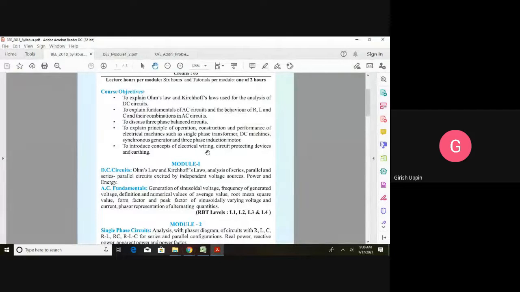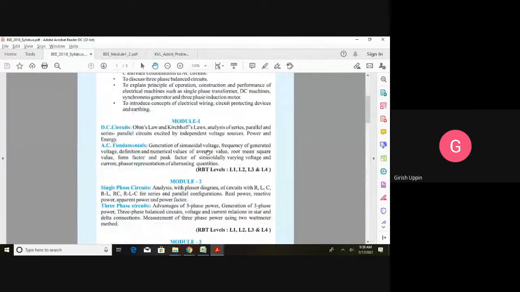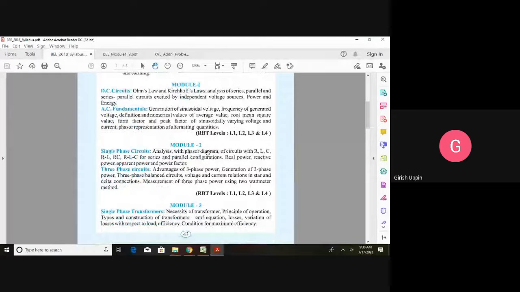So the first module is DC circuits. In this, we are going to see what Ohm's law is and what Kirchhoff's law is. If you see the previous question papers, Ohm's law and Kirchhoff's law are repeatedly asked. You can take it as 100% that this question will come in the exam. Memorize Ohm's law.